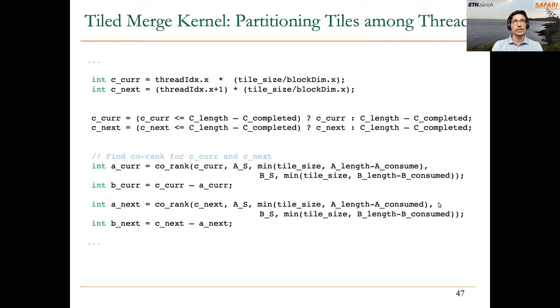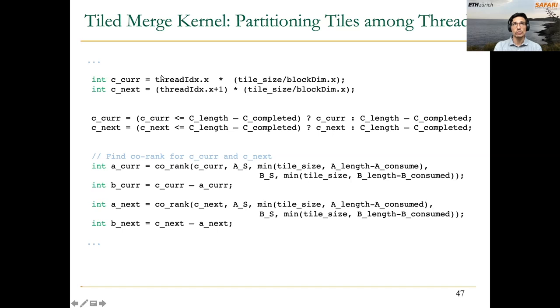So this is the next part of the tile merge kernel, where we partition the tiles among the threads. Remember that the input tiles that are already in the shared memory are going to be distributed across the threads that belong to the same thread block. And this way they can perform a sequential merge on the pieces of the input that have been assigned to them. So that's exactly what we do here. We know what's the size of the tiles that we are dividing now among the threads of the same block.